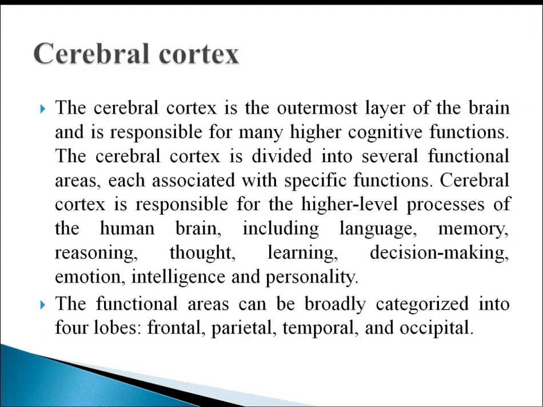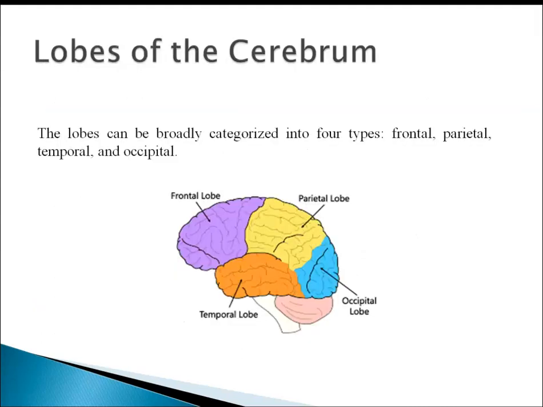Let us just see the various lobes of the cerebrum. The lobes are broadly categorized into four types. It includes frontal lobe, parietal lobe, temporal lobe, and occipital lobe. Frontal lobe lies anteriorly and occipital posteriorly. In between, you have parietal and temporal lobes.